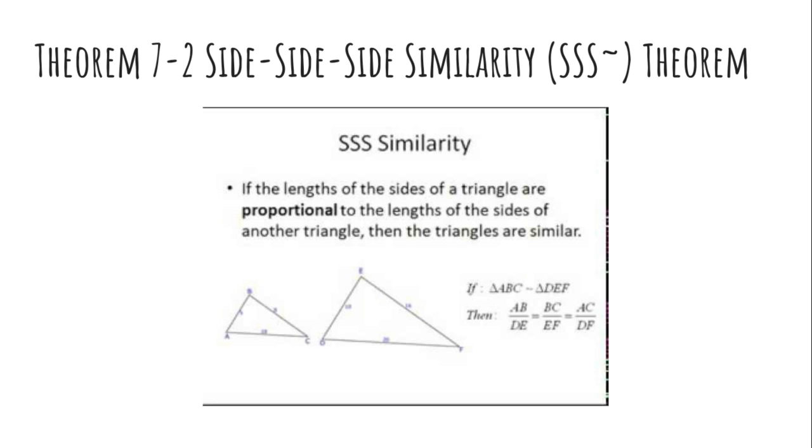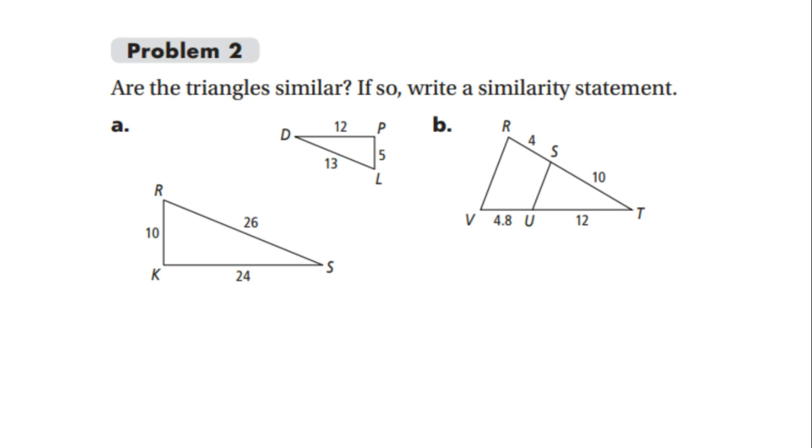Our third way to prove that triangles are similar is the SSS similarity theorem. If the lengths of the sides of a triangle are proportional to the lengths of the sides of another triangle, then the triangles are similar. Notice that we have to write the extended proportion because we need all three ratios to be the same. Let's look at what these would look like in action. Problem 2A. Are the triangles similar? If so, write a similarity statement.